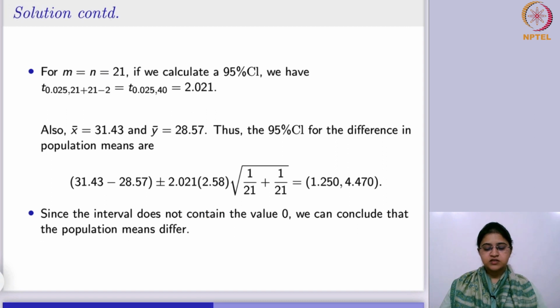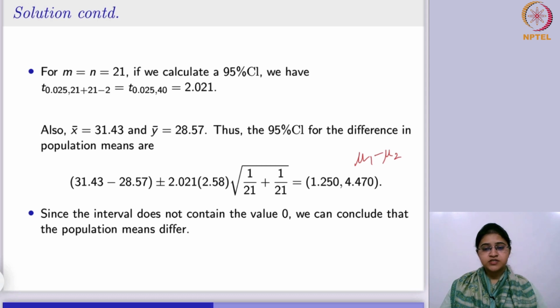So you see that the difference of the two population means, mu1 minus mu2, lies between these two points, right? Note that this interval does not contain the value 0. So we can conclude that the two population means differ. Why are we saying that? Because mu1 minus mu2 takes a value between approximately 1.25 and 4.47.